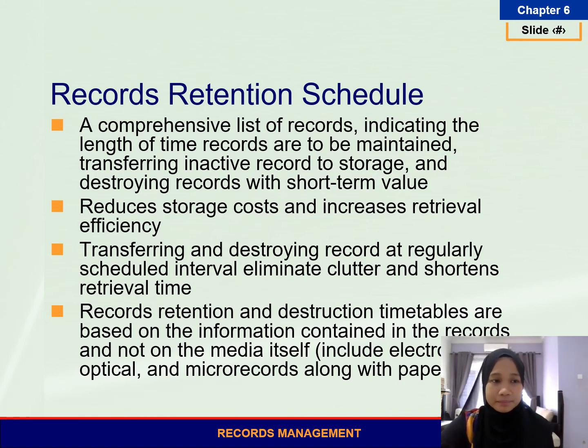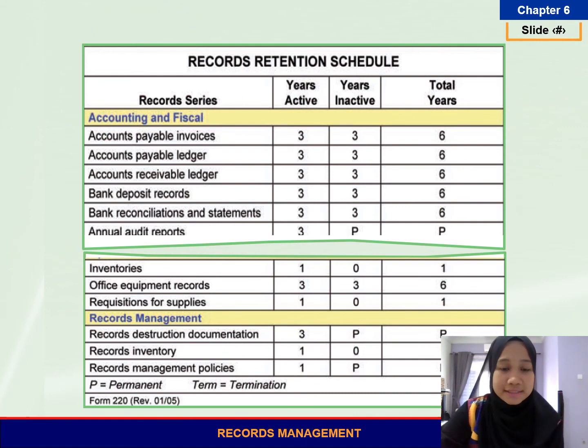Okay, so this is the example of a record retention schedule for an organization. Okay, so this is what it looks like. Okay, so they have a record series. Okay, so ingat record series yang saya explain before is a list of all records in the organization. Okay, which is a group of related records. Semua yang berkaitan pasal record dalam organization, so kita panggil sebagai record series. So ni adalah list dia lah. Okay, so they have year active, year inactive, and total years the record has been kept in the organization.